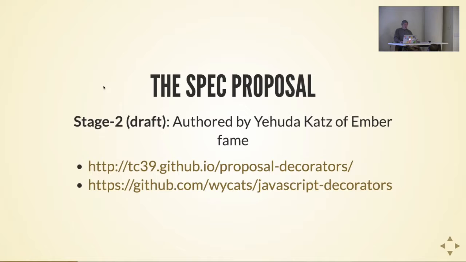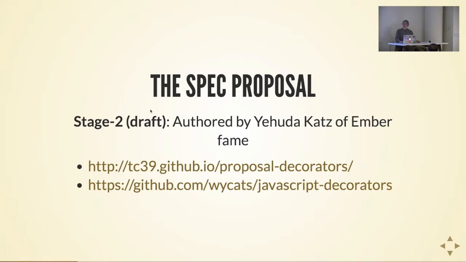So the spec proposal is at stage 2 right now. And if you're not familiar with the stages, there's basically 4 stages of the proposal process. There's stage 0, where they've created it, and they're like, hey, we want to make this thing, but there's no code for it yet. There's stage 1, which I think requires at least 1 implementation. Stage 2 requires 2 implementations. So basically, this has advanced to stage 2 because there's a Babel transform, and TypeScript also has decorators. So that is 2 implementations that they can then advance the process with.